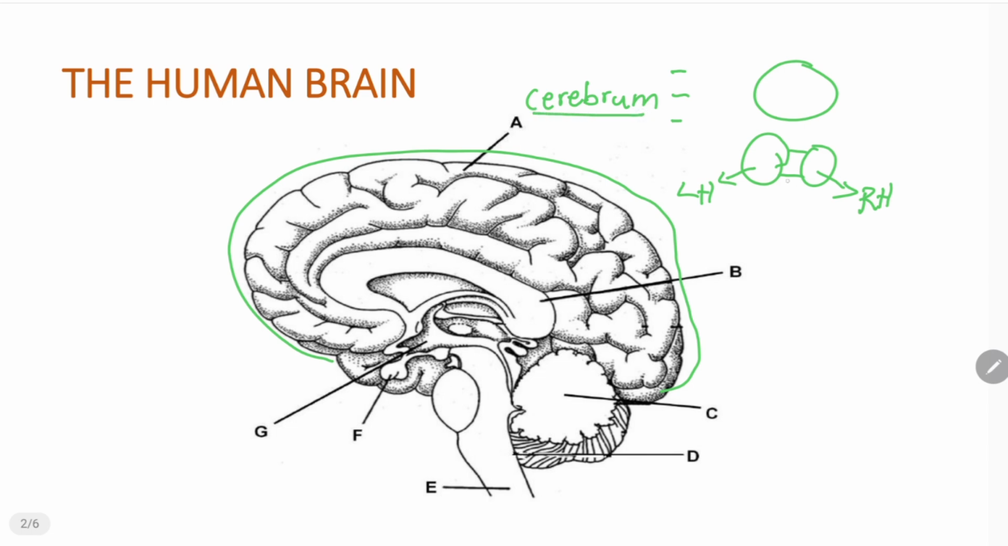But the two hemispheres are connected together by a part that is in the middle. And this part in the middle, in this diagram, is indicated by the part that is labeled B. The part labeled B, we simply refer to as the corpus callosum. Now, the corpus callosum simply functions to connect the two hemispheres of the cerebrum. So it connects the left hemisphere and the right hemisphere of the cerebrum. That is the function of the corpus callosum.